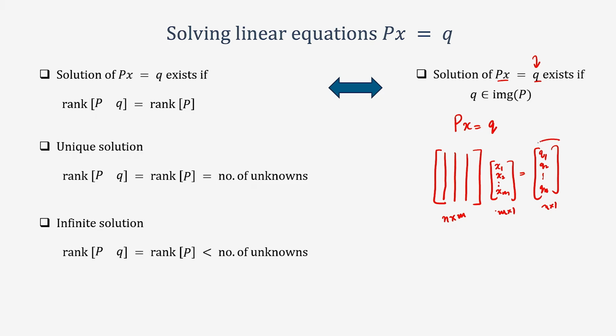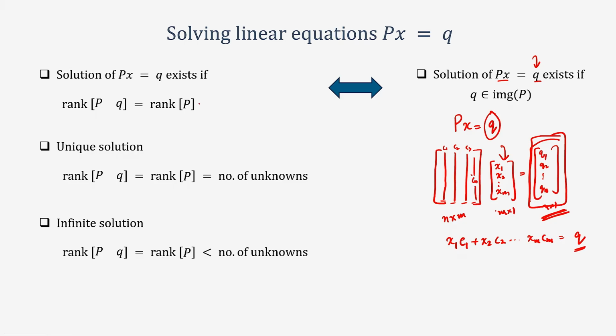Now, if you need to get a solution here, that means this vector Q can be written as x1 times the first column C1. Suppose this first column is C1, this is C2 and this is C3, up to x_m times C_m. Basically, you are saying that the vector Q can be written as a linear combination of the columns of this matrix P. So, that means Q must be in the image of P. So, a solution of Px = Q exists or not.